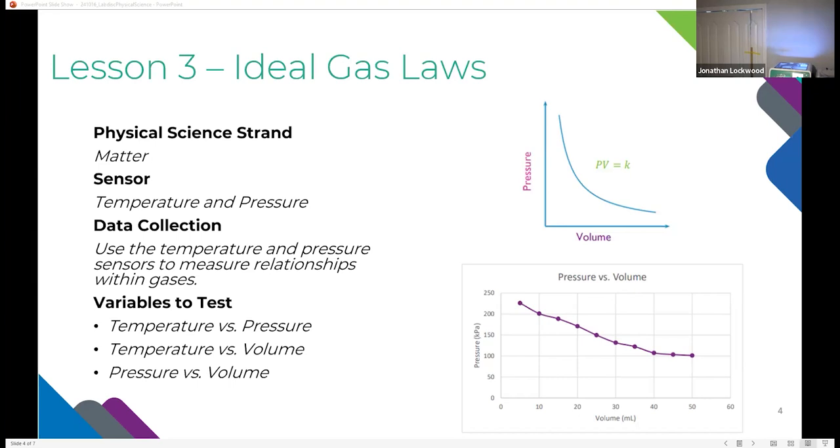And there's a bunch of different ways that we can test these relationships. So the 3 different ways we can test and visualize this relationship is we can look at the relationship between temperature and pressure, the relationship between temperature and volume of a gas, and the relationship between pressure and volume of a gas.